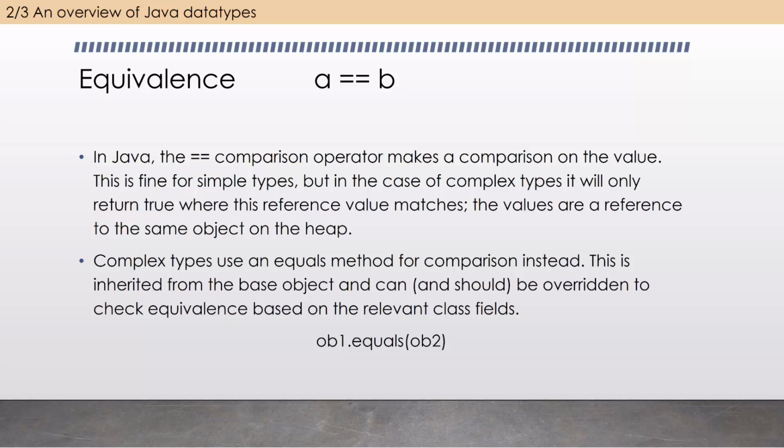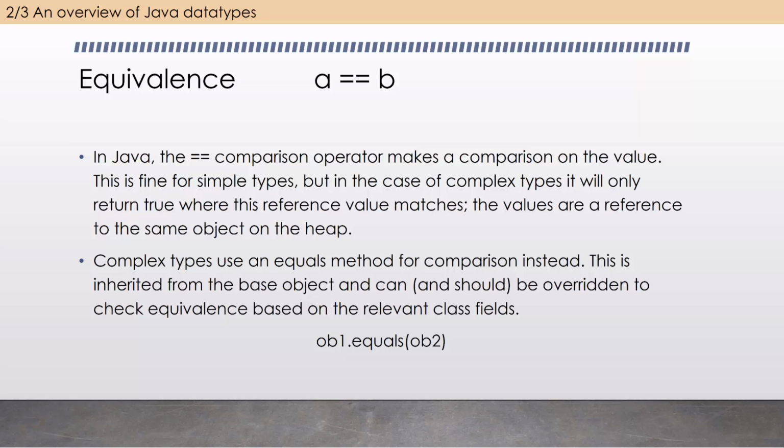Now, the reason that I've run through this is mainly there's a few behaviors that are different depending on them. So the first one is equivalence. You're probably all used to using something like A equals B. And in Java, the equals comparison operator makes a comparison on the value itself. So remember that directly attached memory space. When you compare the two of them, it checks the values. And the values on the simple types, if they're the same, it says true. And if they're not the same, it returns false.